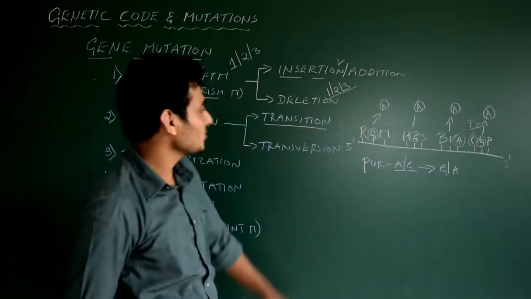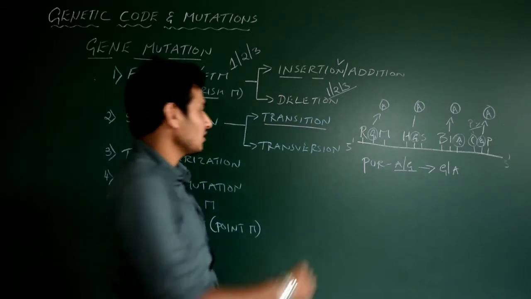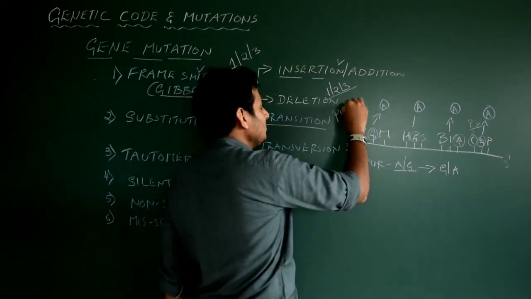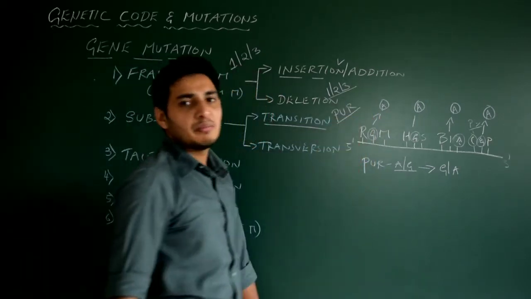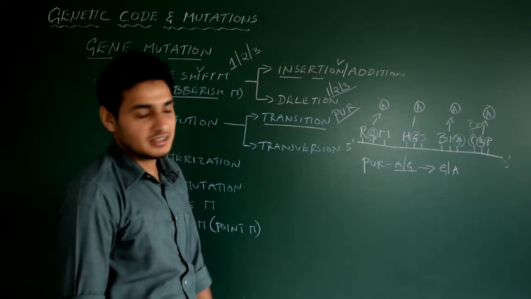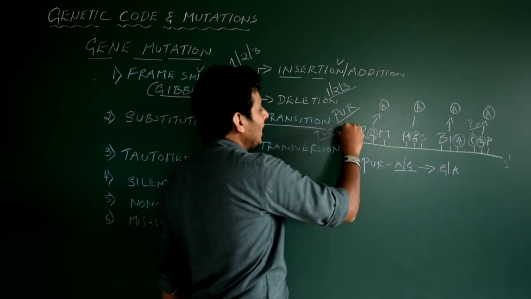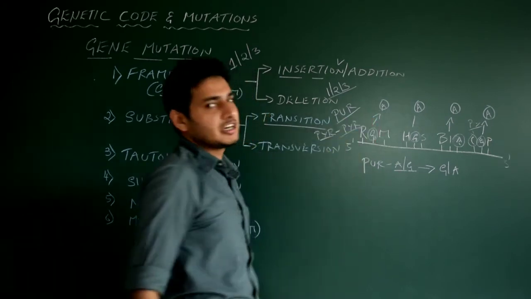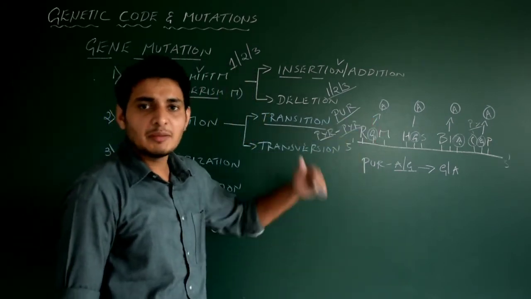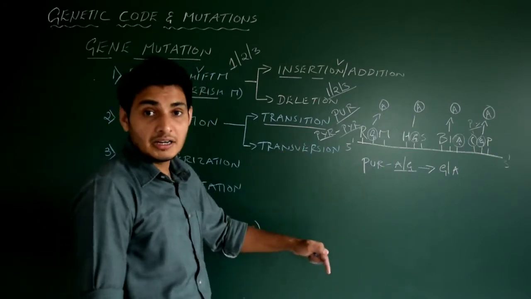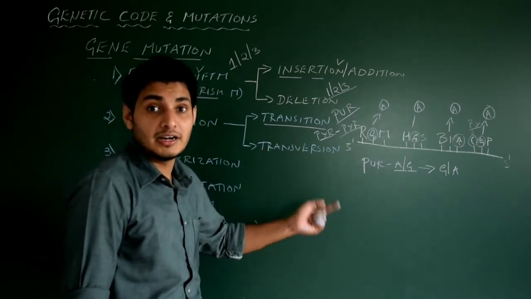Got it? So this is transition. What is transition? It is the replacement of a purine by another purine, or the replacement of a pyrimidine by another pyrimidine. It's very strict that a purine should be replaced by another purine, or a pyrimidine by another pyrimidine. That is the thing.